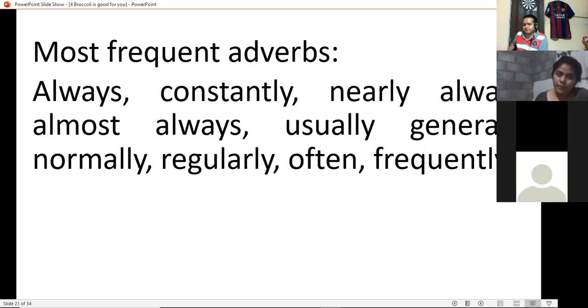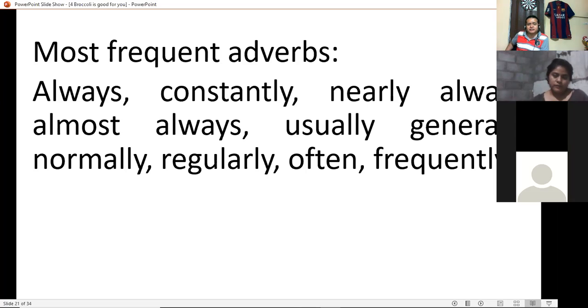Todos, leamos todos. Most frequent adverbs: always, constantly, nearly always, almost always, usually, generally, normally, regularly, often, frequently. So, estos son los más frecuentes. Son los adverbios más frecuentes o los que más se usan.